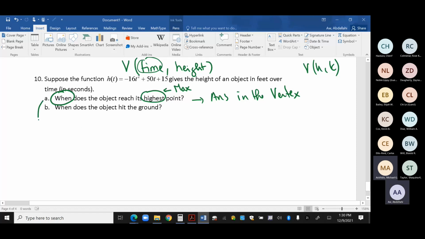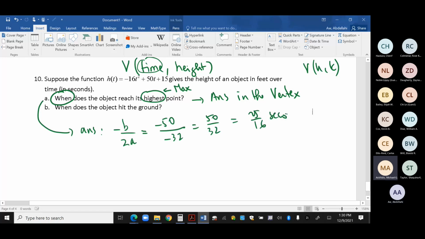And what is the H here? How do we get the H? The answer is going to be always H is negative B over 2A. Which is negative 50 over negative 32, which is 50 over 32, right? Which is 25 over 16 seconds. The object will reach the highest point at 25 over 16 seconds, 1 point something seconds, right?